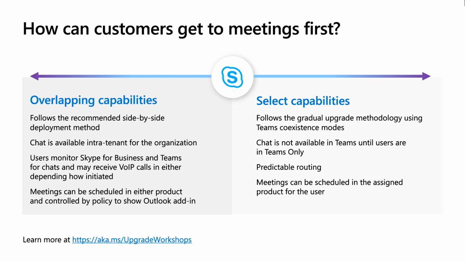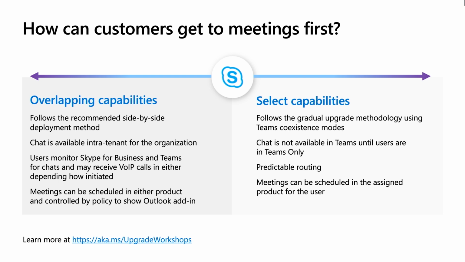A common question we get as customers enable Teams is how to get to a meeting capability in Teams as fast as possible. And we have a good understanding of what overlapping capabilities and select capabilities are by now. Overlapping capabilities is our default enablement of Teams. If you assign a user a Teams license, this will be their capability. Select capabilities is a gradual migration to Teams, where we enable Teams channels, the collaborative features first, then we move meetings to Teams, and last but not least, chat and calling capabilities.